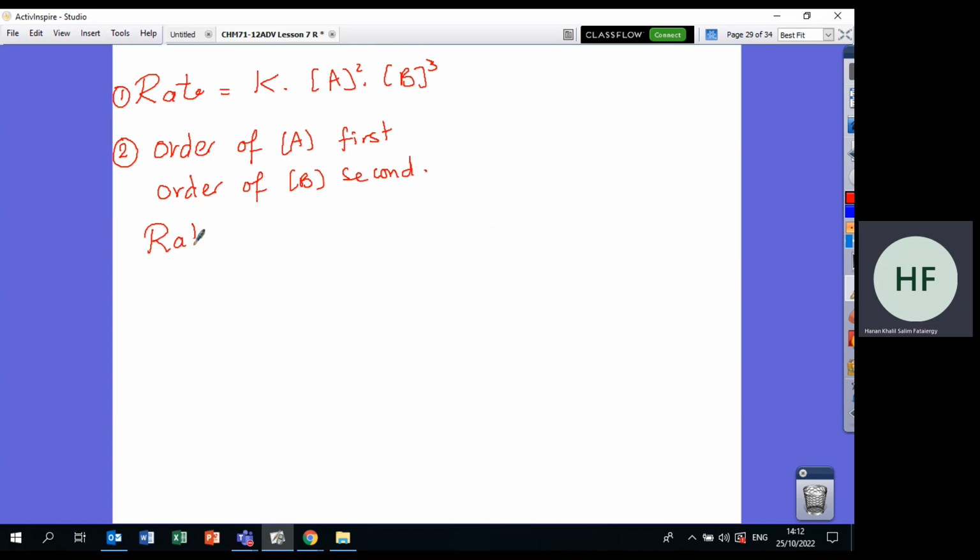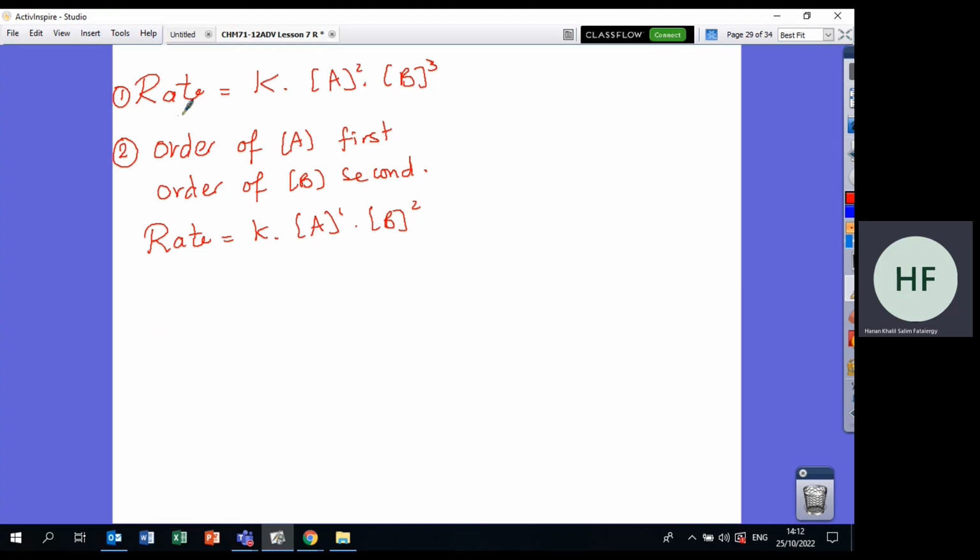In this case, you will say the rate is equal to K times A power 1 times B power 2. Now again, the same question. What is the order of A? 1. What is the order of B? 2. What is the overall order? 3. Now what happens if A is doubled? 2 power 1 is 2. What happens if B is doubled? 2 squared, 4 times faster.